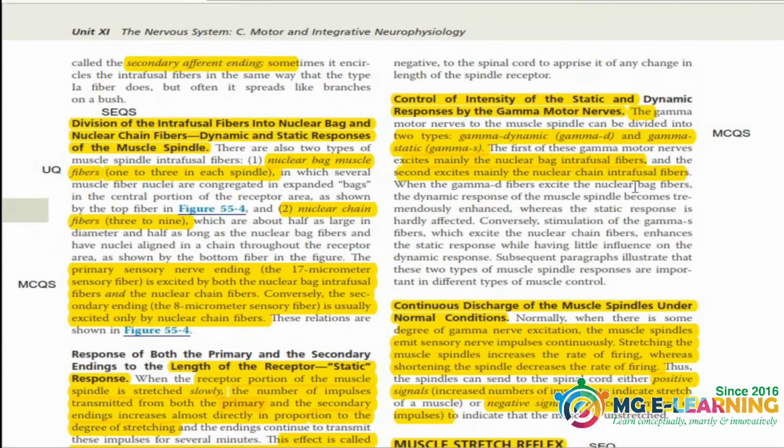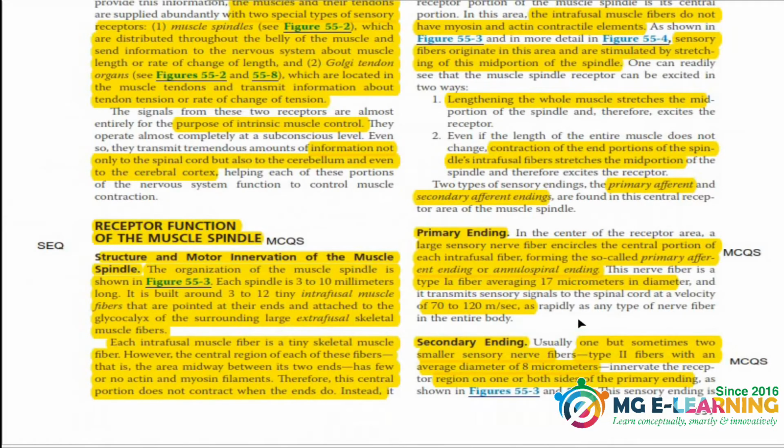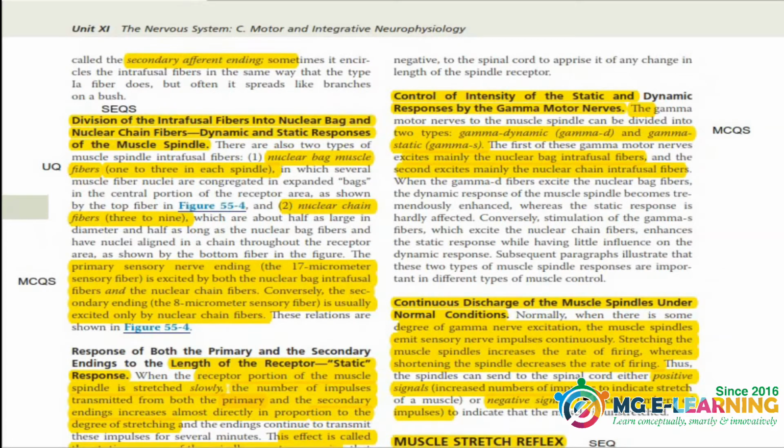Primary endings and secondary endings, the comparison between them, can be your MCQs. Then is this SCQ, the dynamic and static responses of the muscle spindle. This is a very important SCQ. It is a past UQ, so you have to do this. Then this is an important MCQ point.